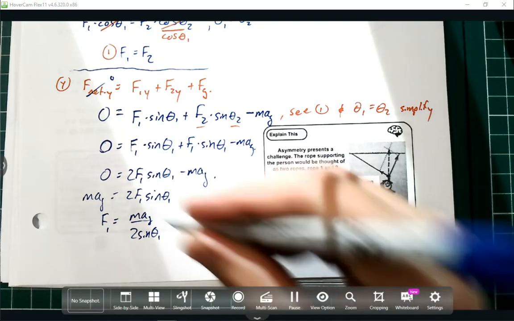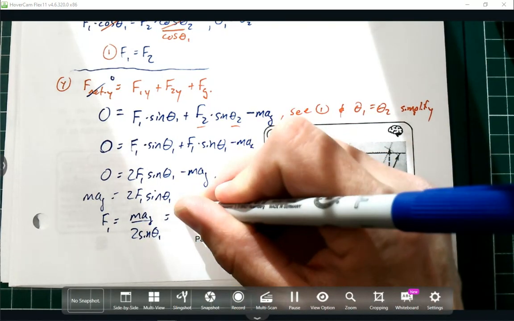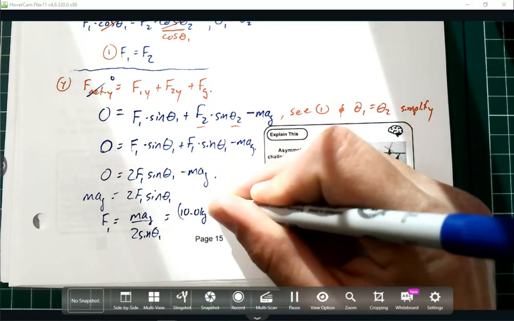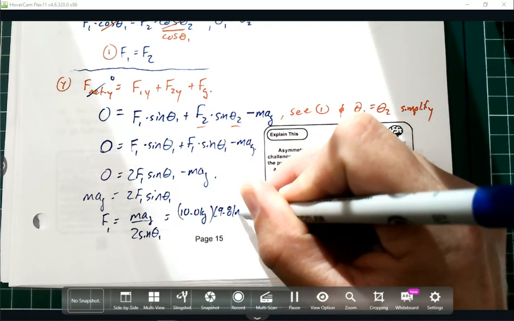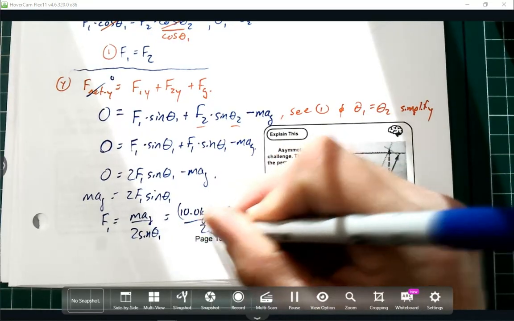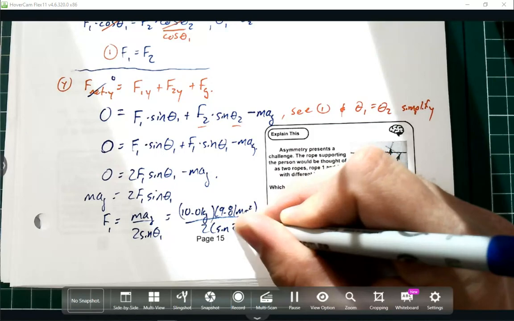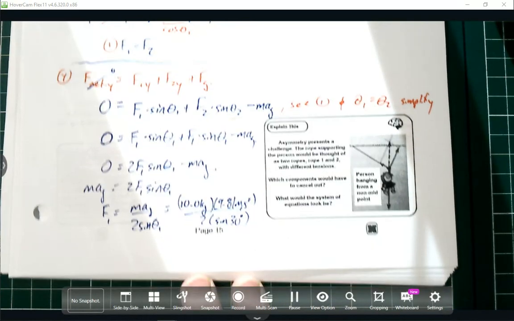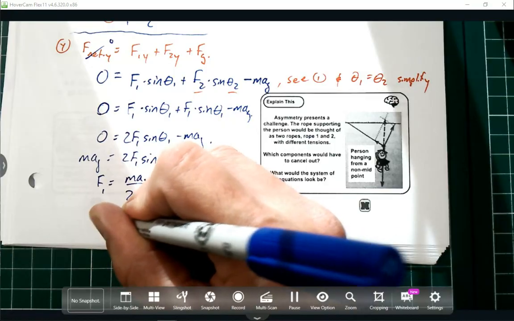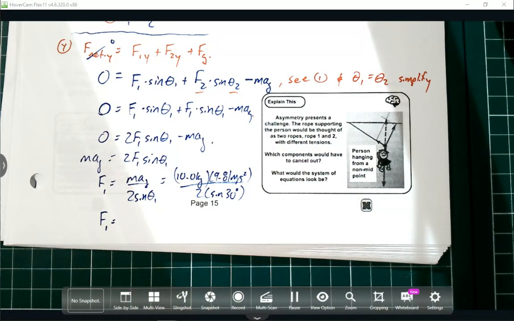And I can just sub in my values. The mass of feathers was 10 kilograms, times 9.81 meters per second squared, divided by 2 times sine 30 degrees. Now, the nice thing is, whatever this F1 is equal to, F2 is equal to it because of symmetry. That means that when we find this F1, according to equation 1, we've also found force 2. So what do people get for F1? Should be a nice round number, by the way. What's sine of 30? It's one of the magic numbers, isn't it?